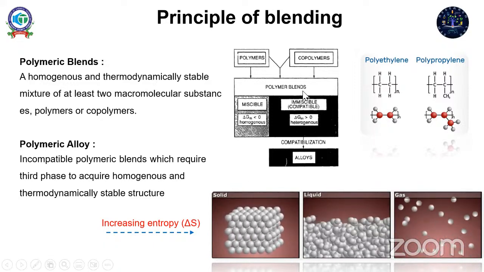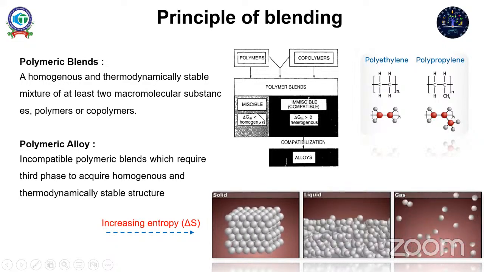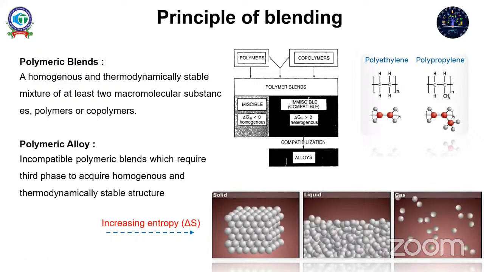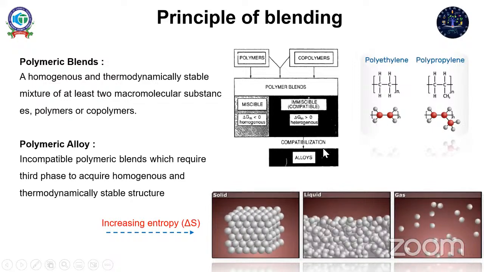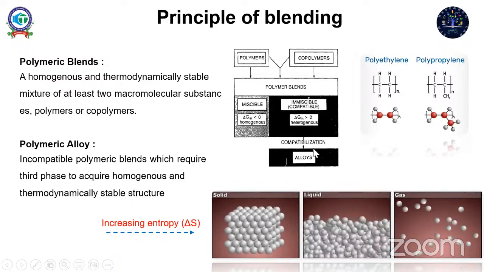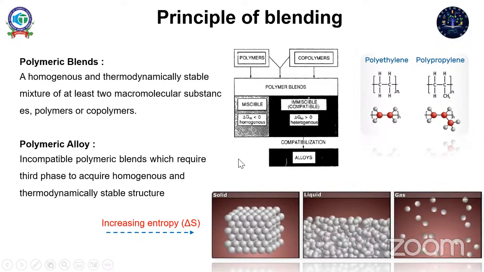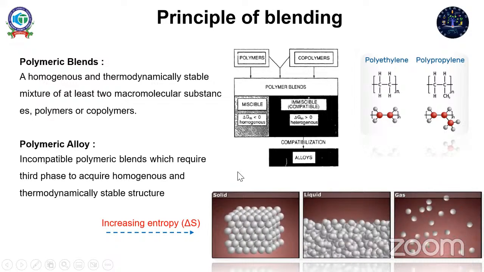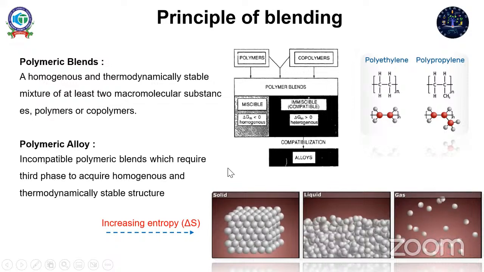Okay, so when you mix two different polymers together, they can be either compatible or incompatible. If they are incompatible, you can go for compatibilization. For compatibilization, we add a third molecule or third phase which makes a homogeneous mixture and a thermodynamically stable structure.